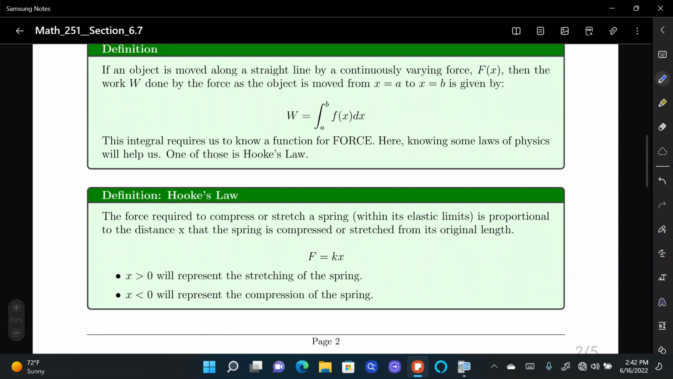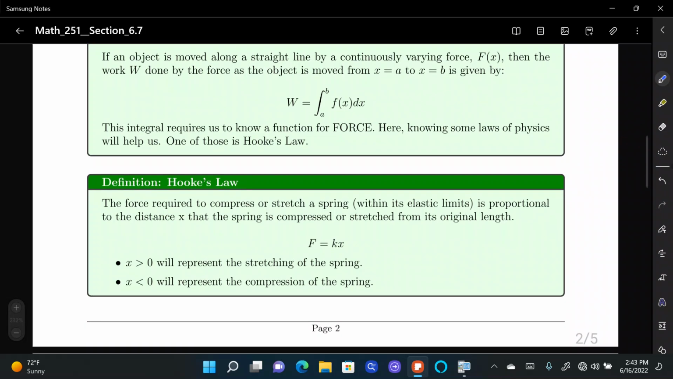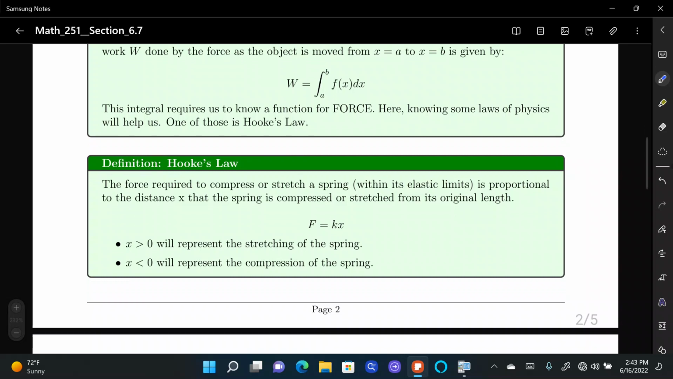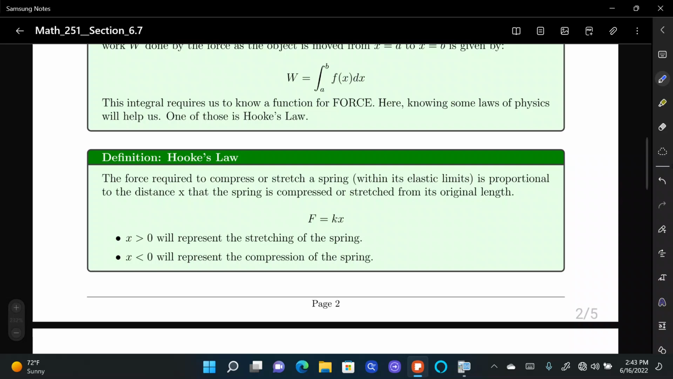Hooke's law is this law that describes when we push or pull springs, you know. And well, so what's Hooke's law? It's right here. The force required to compress or stretch a spring within its elastic limits. You cannot pull or push a spring all the way. It's going to break if you get past those limits of elasticity. Well, so the force is proportional to the distance x that the spring is either compressed or stretched from its natural or original length. And it's a linear function, F equals Kx.